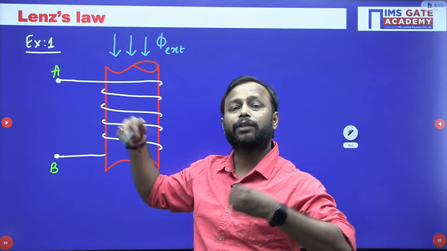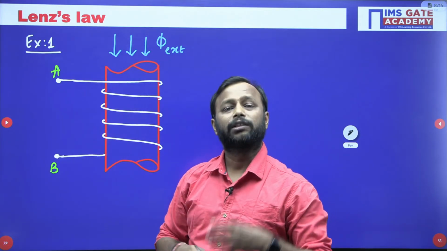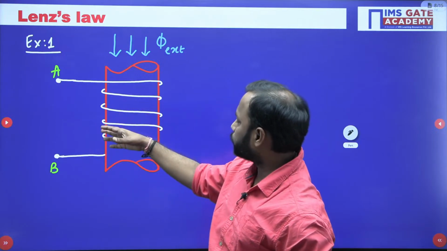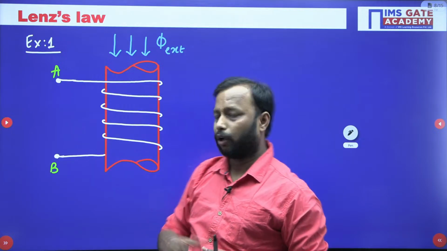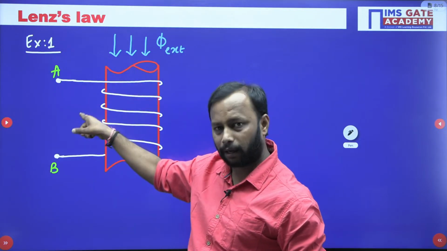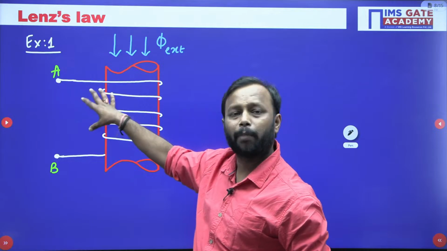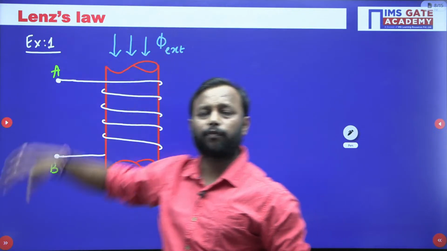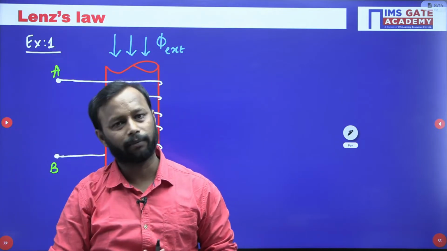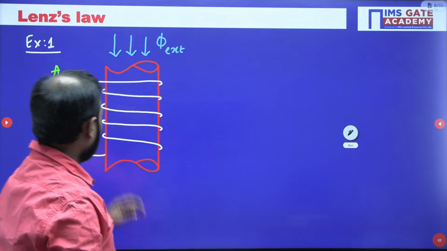It will produce its own flux such that that flux is going to oppose the phi external. तो ये जिसके वजह से EMF बन रहा था, वो अपोज करेगा ओरिजिनल फ्लक्स को, क्योंकि उस ओरिजिनल फ्लक्स की वजह से EMF बना. ठीक है.